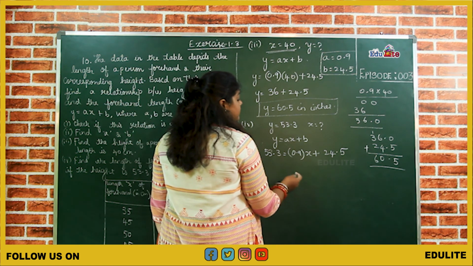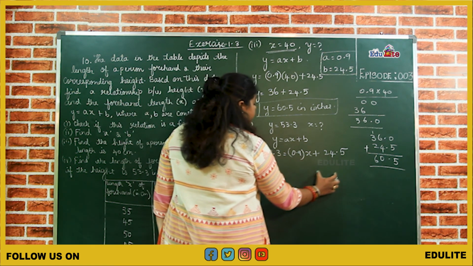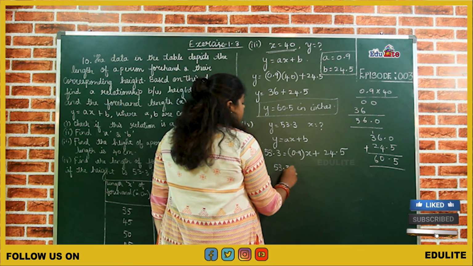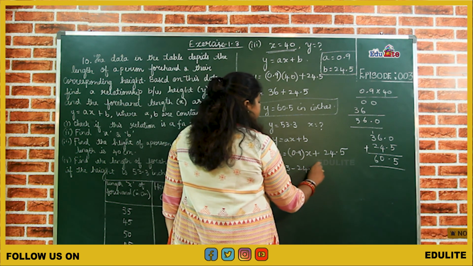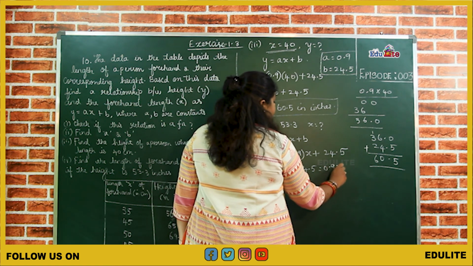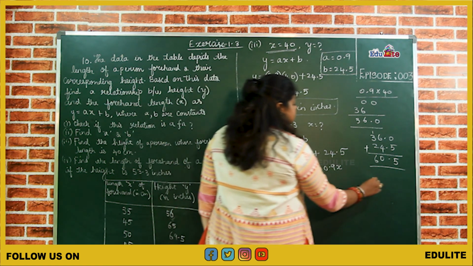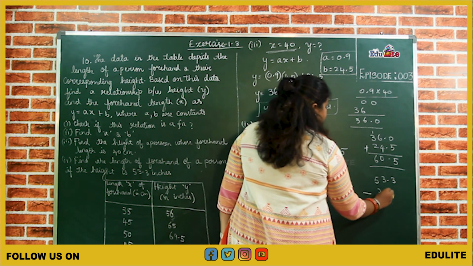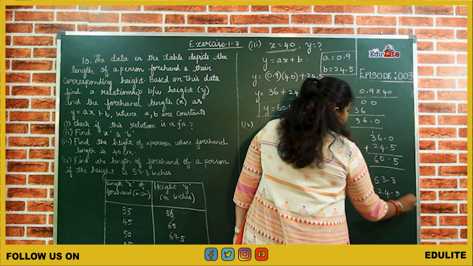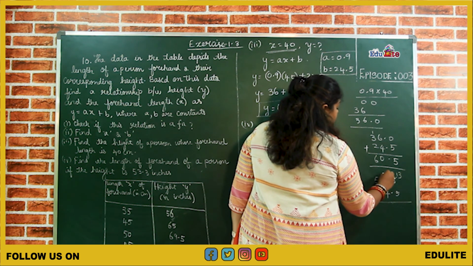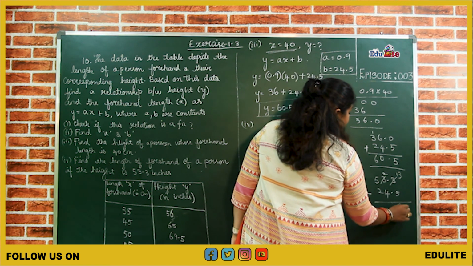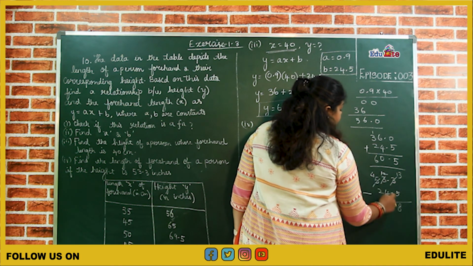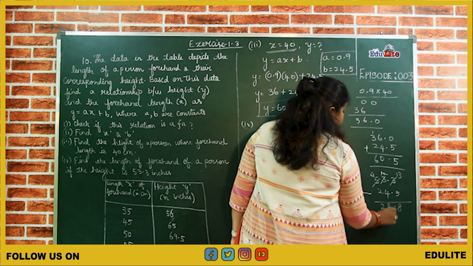The next step is, we bring this 24.5 to the other side, and it becomes minus. So, 53.3 minus 24.5 equals 0.9x. We will simplify this: 53.3 subtracted by 24.5. So, this will become 13, 2, 13 minus 5 is 8, 2 gets 1 so 12 minus 4 is 8, 4 minus 2 is 2.